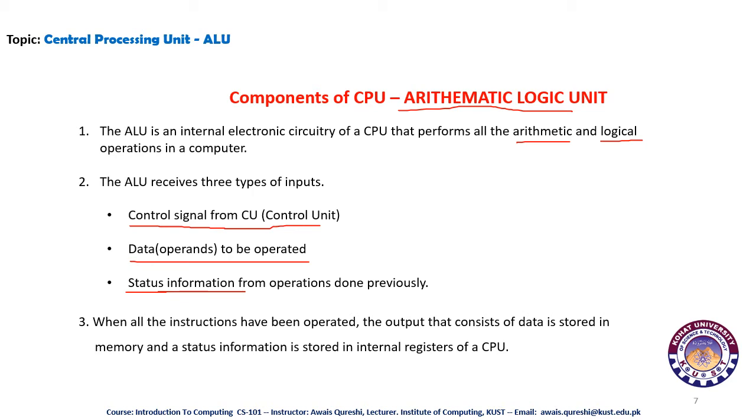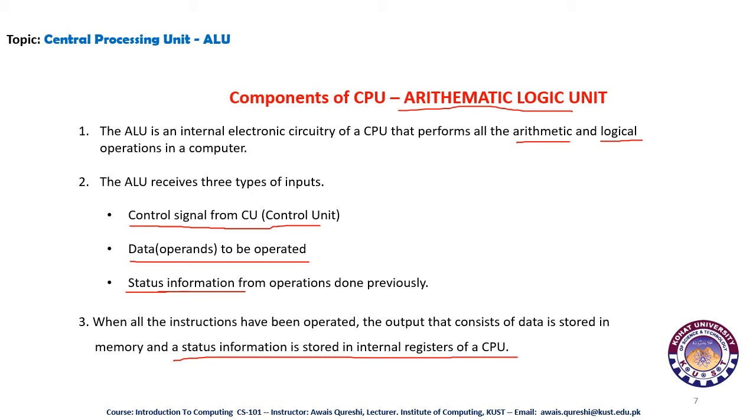So the ALU receives three types of inputs. One is called the control signal, the second one is the data itself, and the third is status information. When all the instructions have been operated, the output that consists of data is stored in memory, and the status information is stored in the internal registers of the CPU.